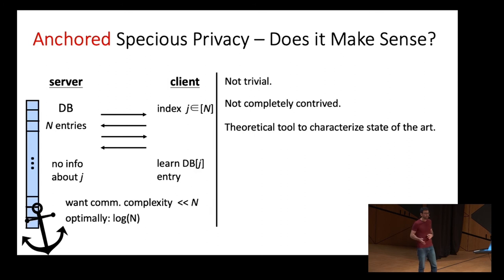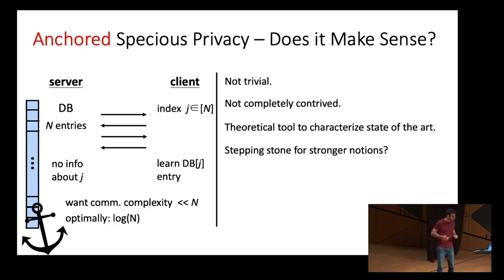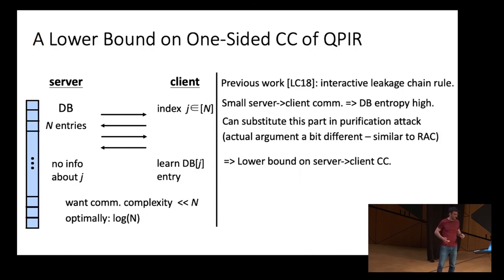Also, in terms of scientific inquiry, we want to understand the state of the art. This was the motivation for this entire study. We want to understand this tension between the strong negative results and these weird positive results. And this is one formal way of formalizing this connection. And hopefully, this is going to be a stepping stone for a stronger notion. I'm going to talk about it in my last slide about open problems. So I'm skipping the slide about the lower bound on one-sided communication complexity. You can see that in the paper.